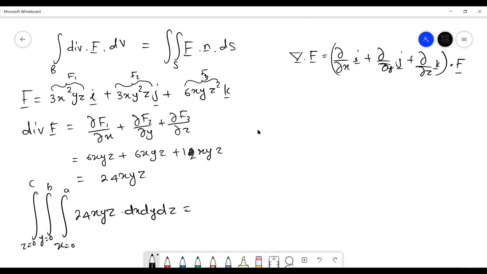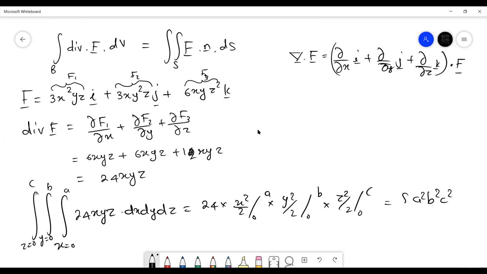So you can directly integrate this all together. You'll get 24 times x squared by 2 from 0 to a, times y squared by 2 from 0 to b, times z squared by 2 from 0 to c. So you'll get a squared b squared c squared times 24 divided by 8, so 3. Sorry, not 8, 3. So this is from the LHS.